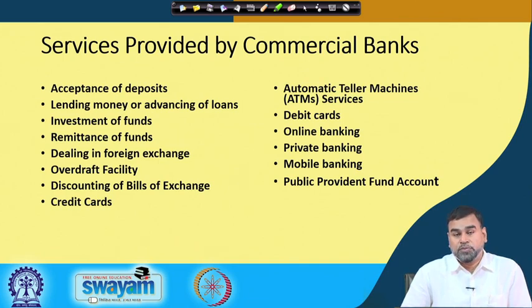And from the small savings point of view, the banks also provide the public provident fund account. You can open the public provident fund account in the banks. The maximum amount you can deposit in a year is 1,50,000, but those accounts can only be opened with the commercial bank.